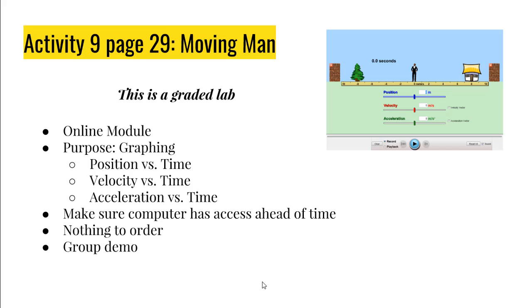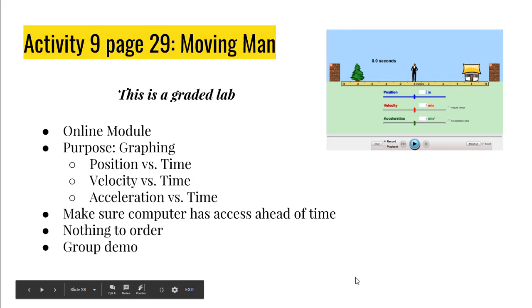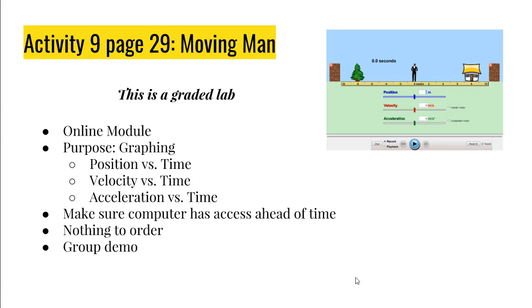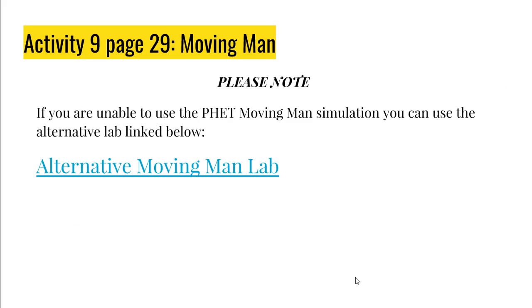The thing that you're doing is looking at position versus time, velocity versus time, and acceleration versus time using this little tool right here. It's a pretty neat little simulation. The kids do enjoy it. You can even have them come up to the board and do parts of it for you, but again, it may be a little tricky to have every student use this simulation if you're doing direct instruction.